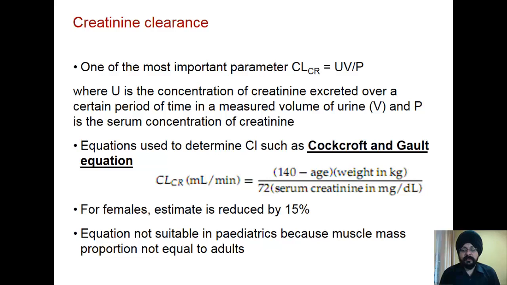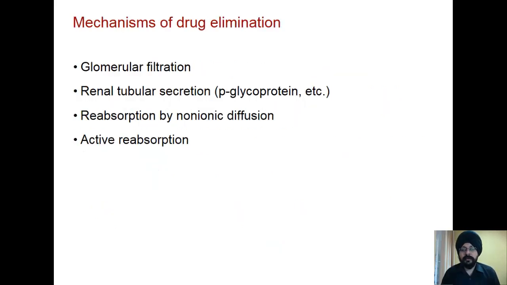This equation overestimates the creatinine clearance in females, and the estimate has to be reduced by 15%. This can be easily done by simply multiplying the value obtained from the formula by 0.85 to get creatinine clearance for females. This equation is not suitable in pediatrics because of muscle mass proportion.